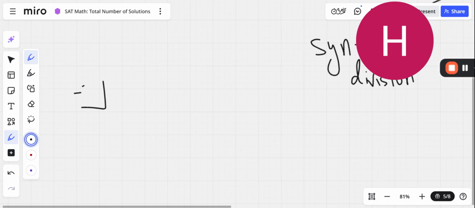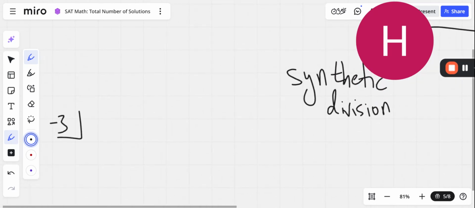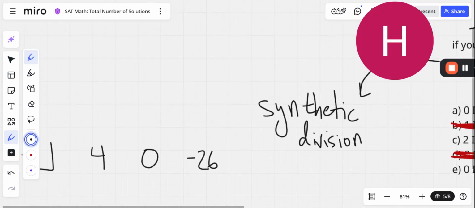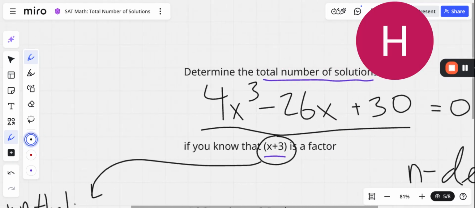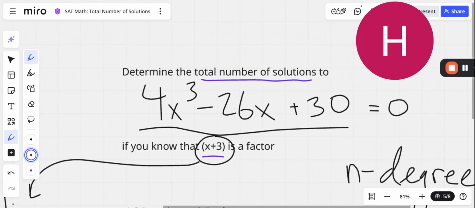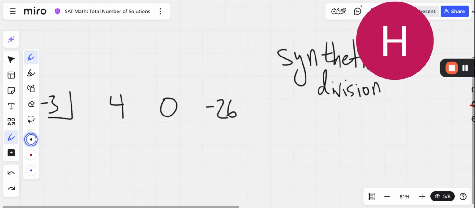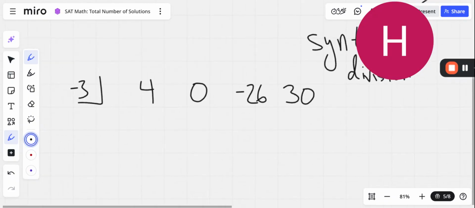And we're going to put -3 in the box. If you're not familiar with the synthetic division process, just remember that we use the coefficients of the descending powers of x, which means we have an x cubed coefficient, an x squared coefficient of 0. Be aware of that. There's no x squared term. It just goes straight to the minus 26x. So we need a placeholder 0 as its coefficient, and then we have -26, and we have 30.